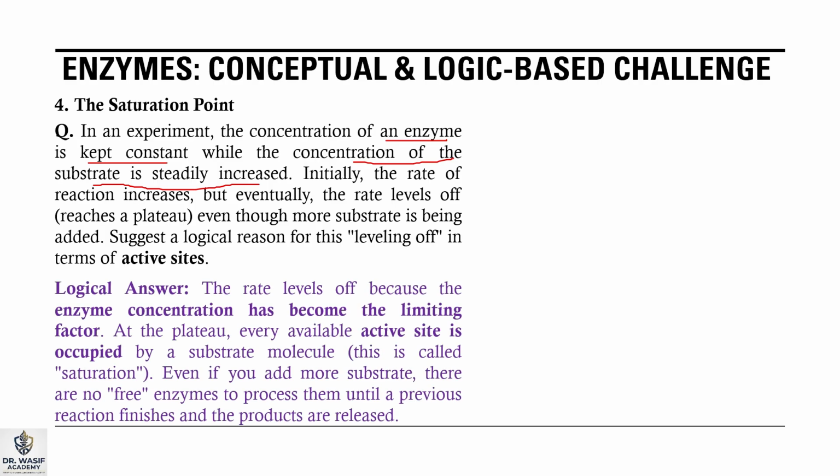The logical answer here is the rate levels off because the enzyme concentration has become the limiting factor here. Because the enzyme is constant, no doubt the concentration of the substrate is being increased, but the enzyme concentration is not increased, it is constant. So being constant, the enzyme is a limiting factor here.